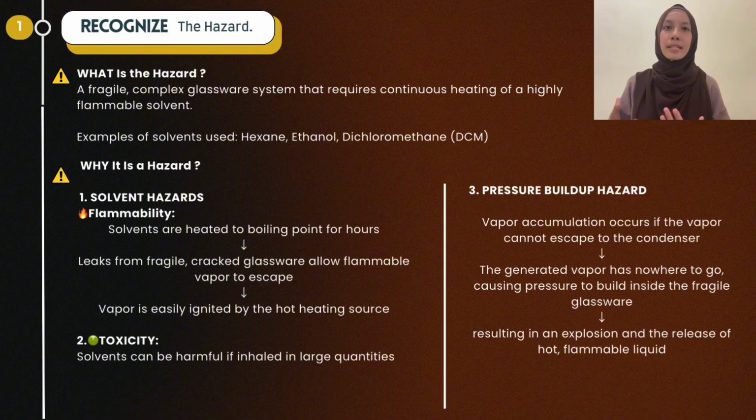Now, why is it considered as hazard? First step, recognize the hazard. So the Soxhlet apparatus is a fragile, complex glassware that requires continuous heating of highly flammable solvent. For instance, like DCM, dichloromethane, ethanol, and hexane. So why is it considered as a hazard?